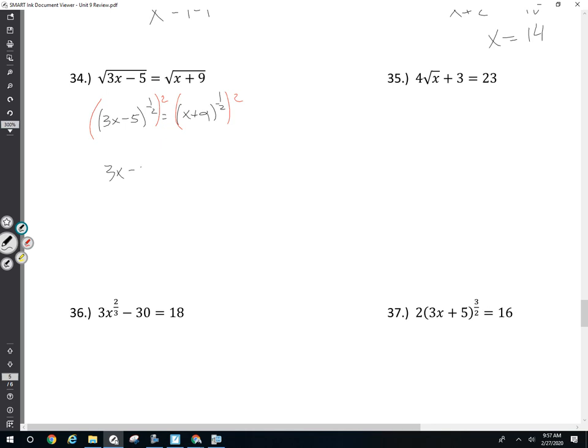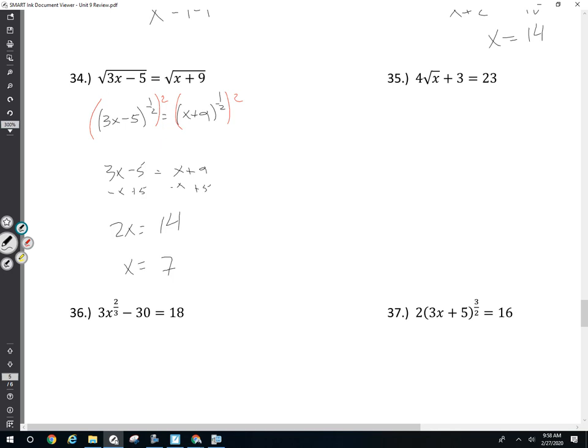3x minus 5 equals x plus 9. Maybe you subtract x from both sides. Maybe you add 5 to both sides. Maybe you do other things. You can do whatever you want so long as you get, after dividing, x is 7.